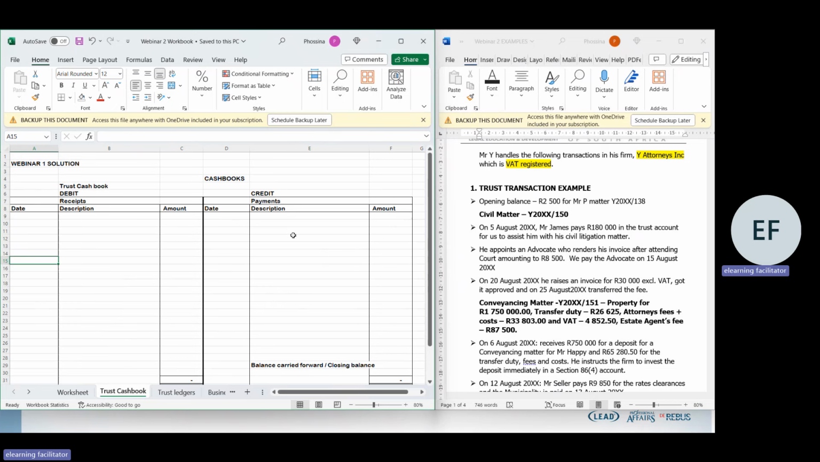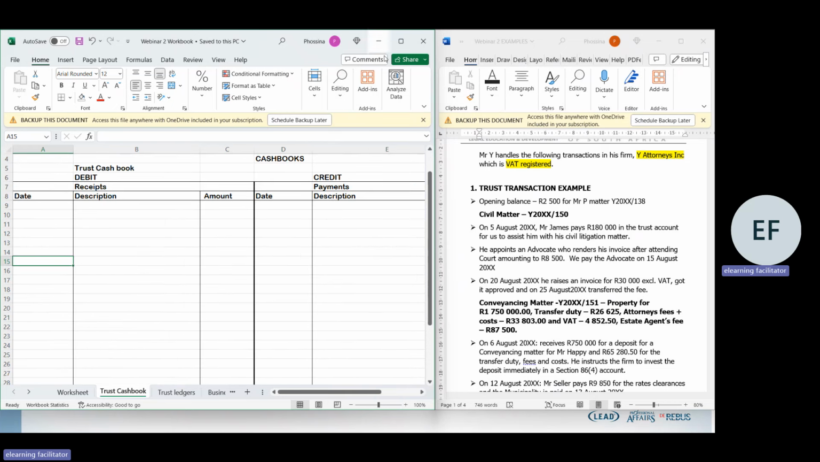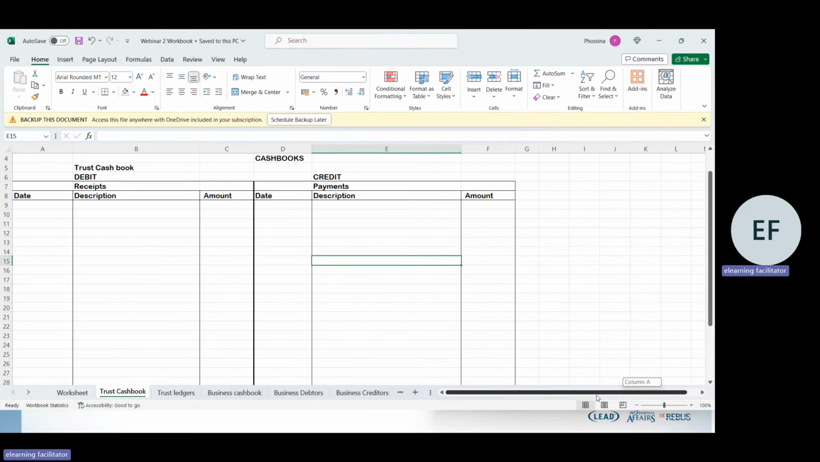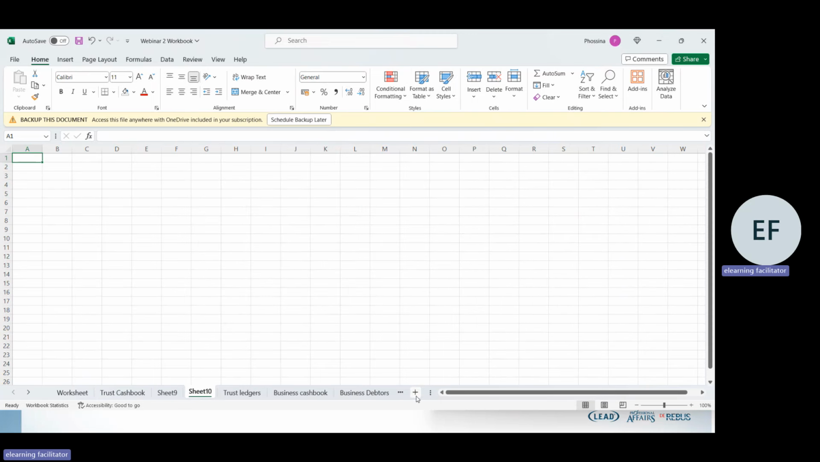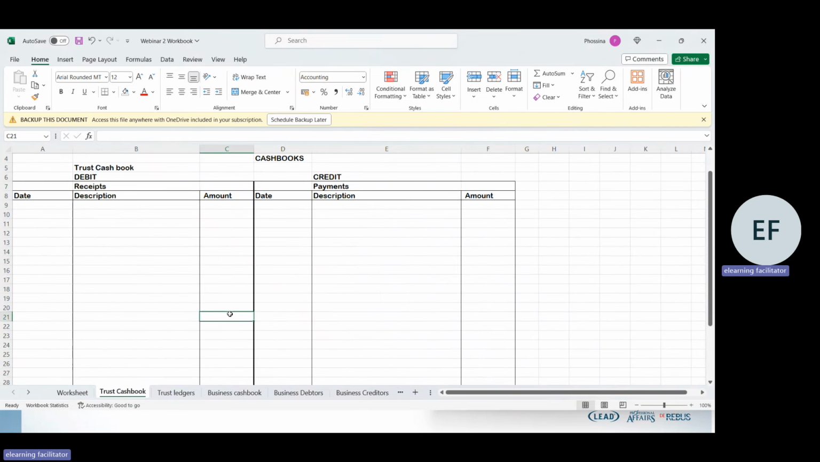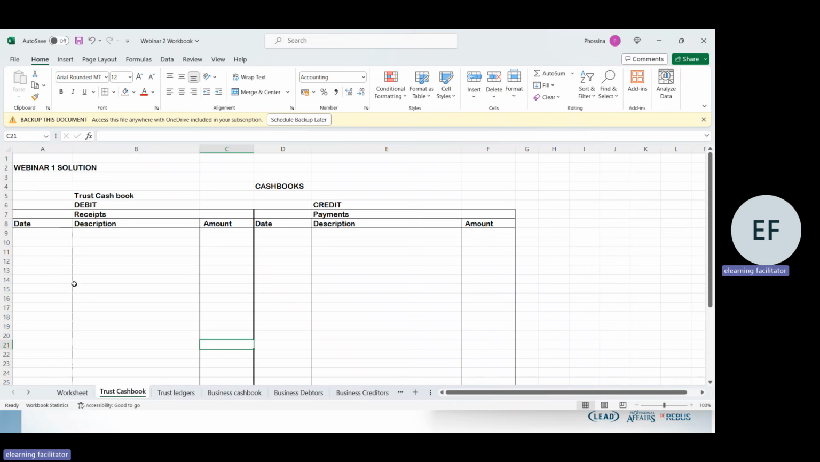Okay, so this is basically the layout of a T account. Let me maximize and then I'll share back. So this is the layout of a T account. Sorry, I've added sheets which I'm not supposed to add. I'm going to remove those sheets. So this is a T account. In our assignment, we expect you to record your transactions in a T account. Why is it called a T account?